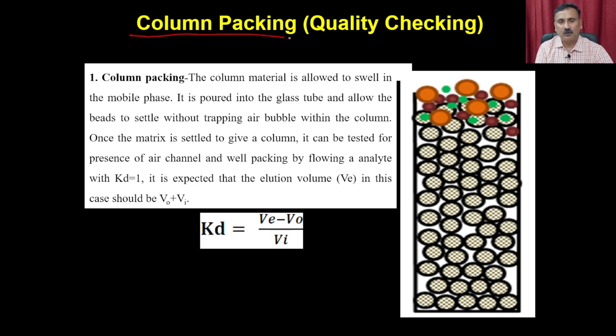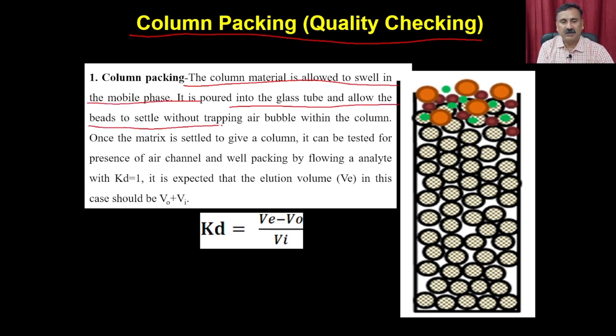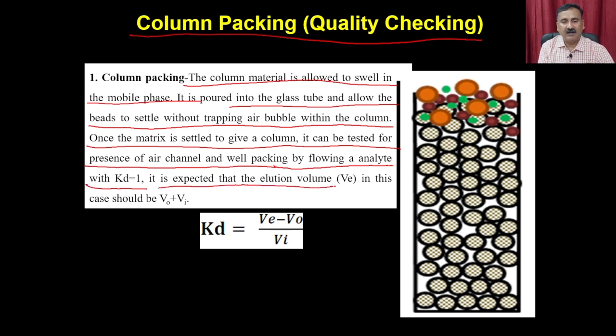Once you pack the column, you also have to do a quality check, right? So the column material is allowed to swell in the mobile phase. It is poured into the glass tube, and the beads are allowed to settle down without trapping air bubbles within the column. Once the matrix has settled in the column, it can be tested for the presence of air channels and good packing by following an analyte with a KD equal to 1. It is expected that the elution volume in this case should be VE plus VO, which means it is going to be in the inner part of the pores, right?